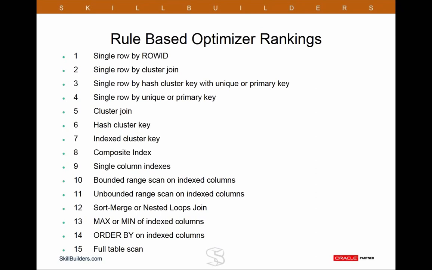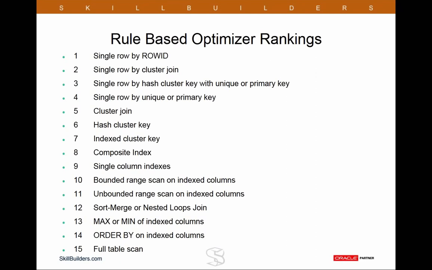Look at number 4, single row by unique or primary key. That's a query we've all written, right? Select customer where customer number is equal to some number. The rule-based optimizer thinks the worst access path is number 15 in your list, the full table scan. So number 1, number 4, and number 15 should be your first access paths that you come to grips with, if you will.